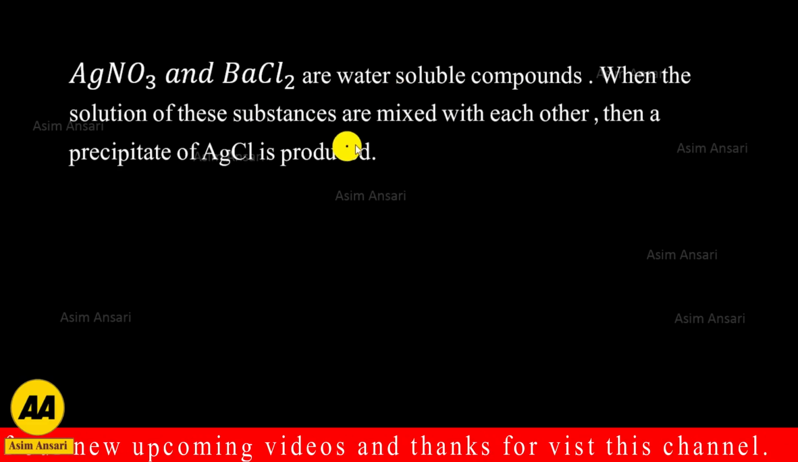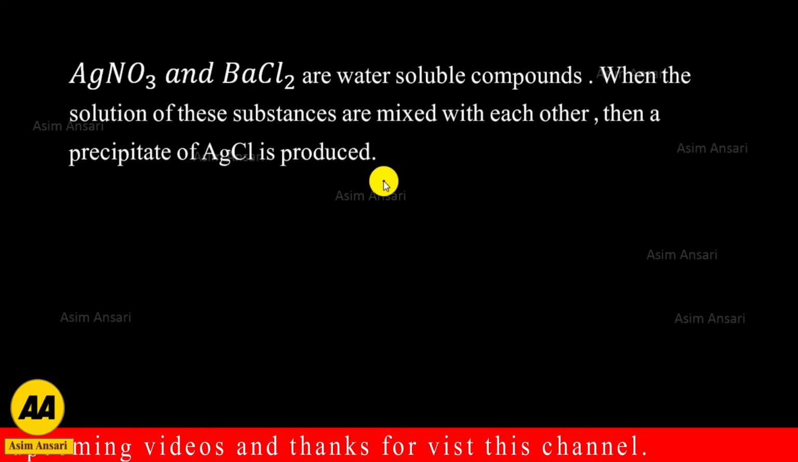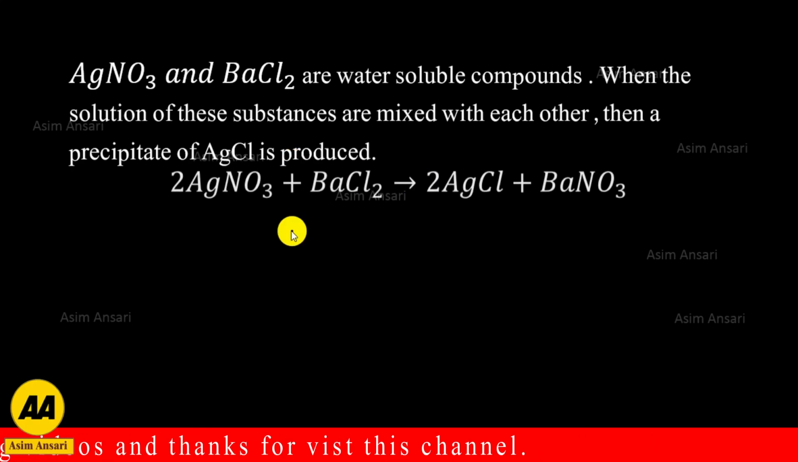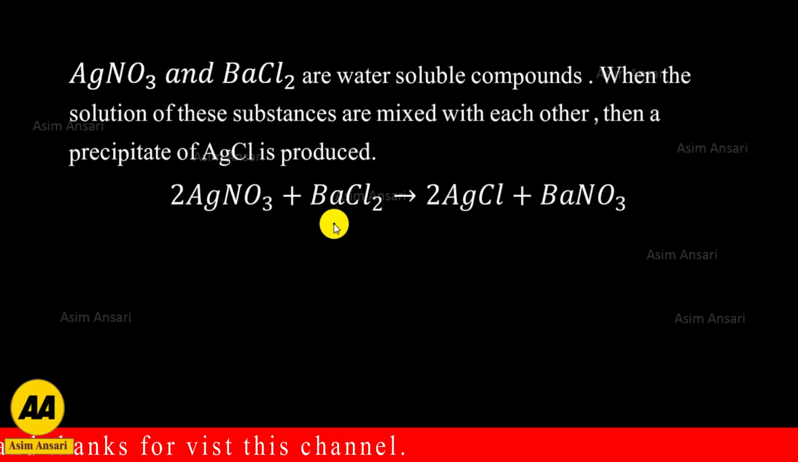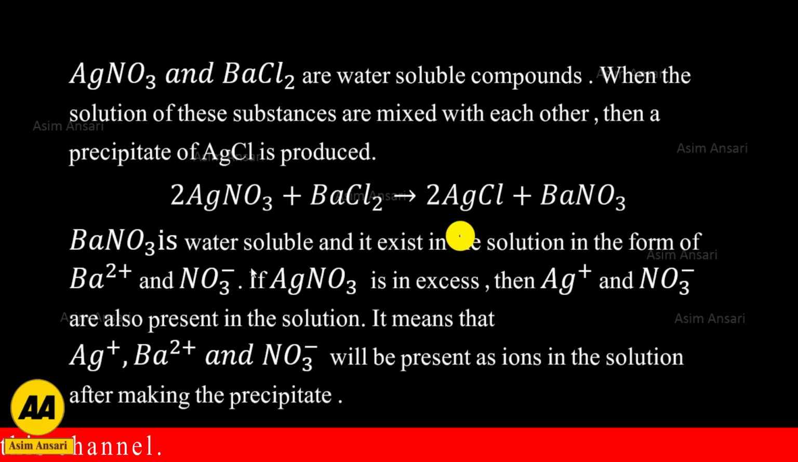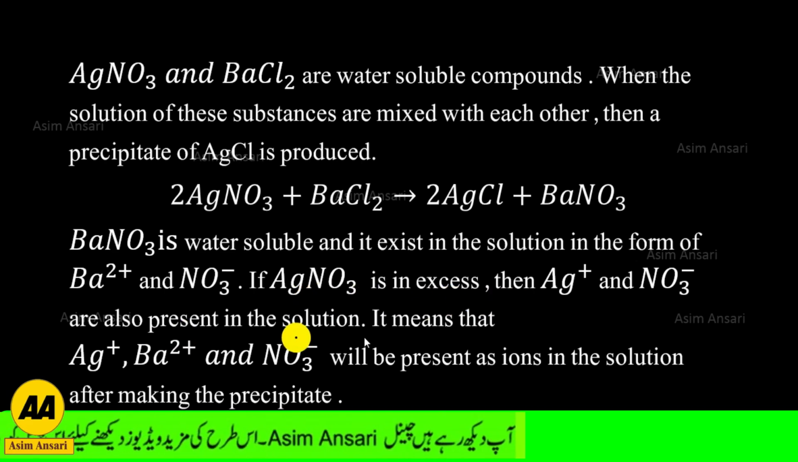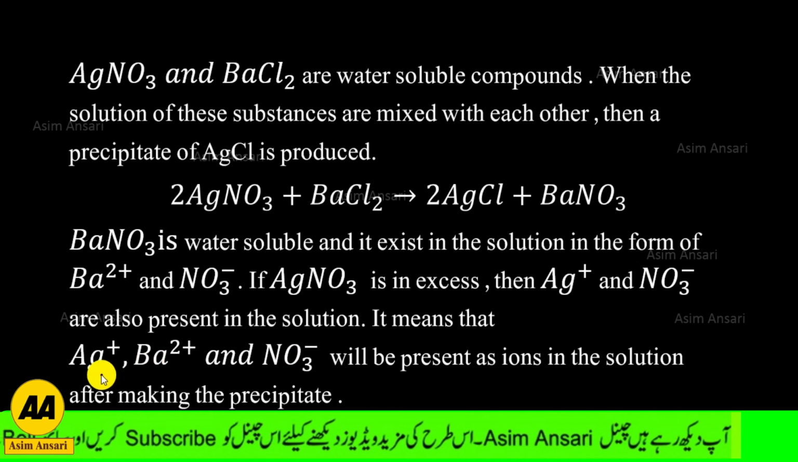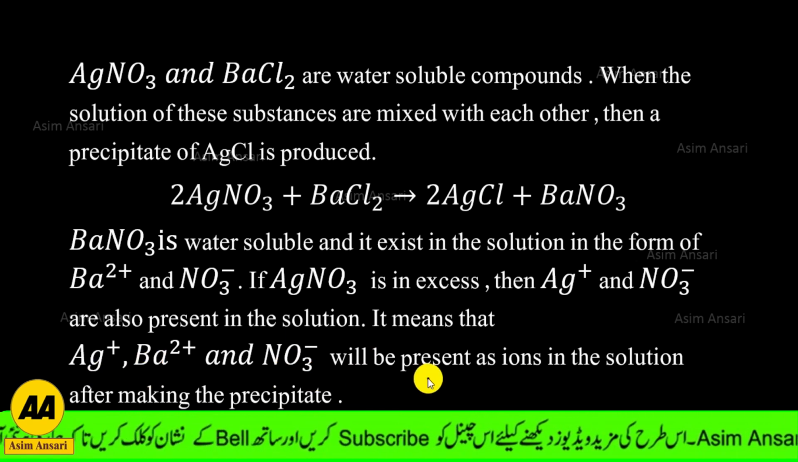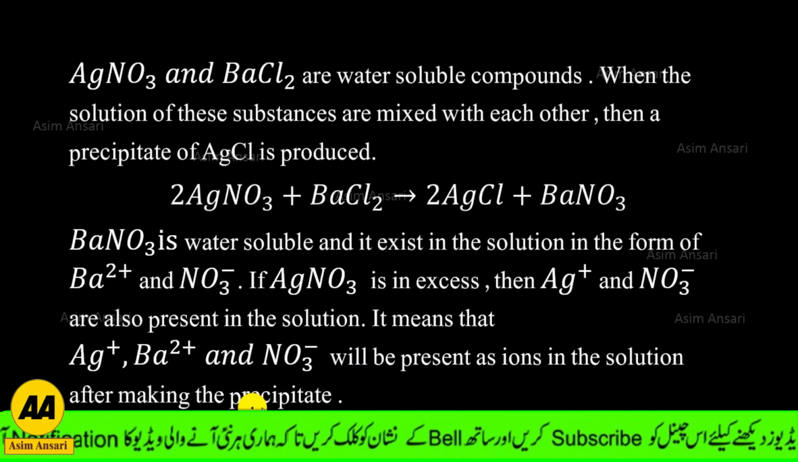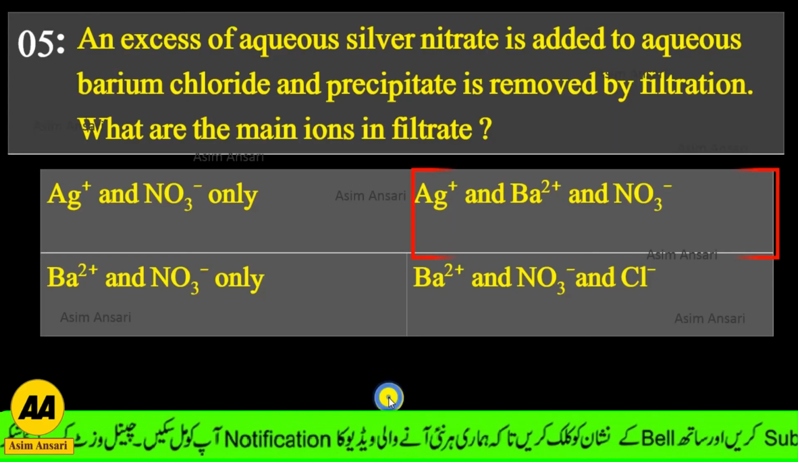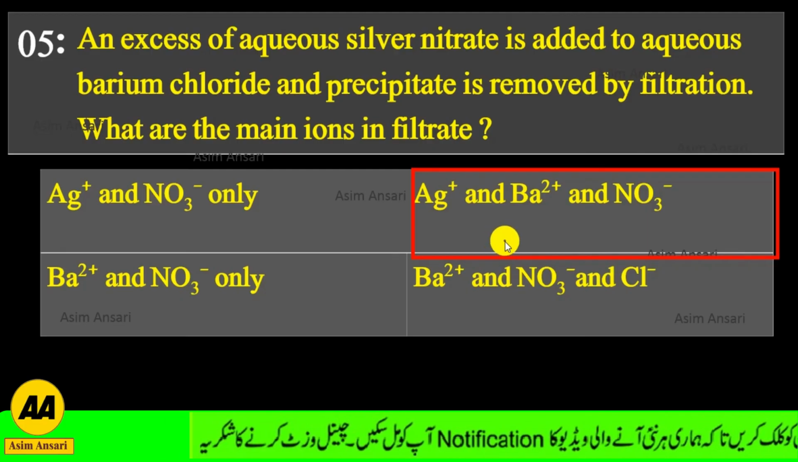When the solutions of these substances are mixed, a precipitate of silver chloride is produced. That is, AgNO3 reacts with barium chloride to form AgCl and barium nitrate. In this reaction, barium nitrate is water soluble and exists in solution as barium ions and nitrate ions. If AgNO3 is in excess, then silver ions and nitrate ions are also present in the solution. It means that silver ions, barium ions and nitrate ions will be present in the solution after the precipitate forms. So the exact answer is silver ions, barium ions and nitrate ions.